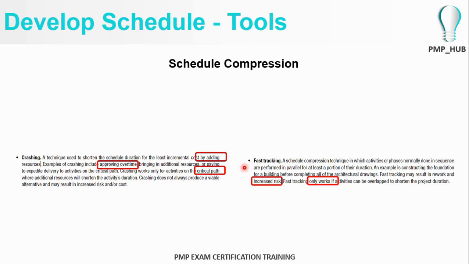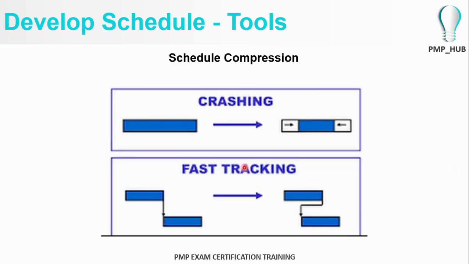Fast tracking only works if activities can be overlapped to shorten the project. So you need to identify which activities can be overlapped. There can be activities in a project that cannot be done in parallel. So we need to understand which activities can be done in parallel and then fast track them. In conclusion, crashing is adding more resources and fast tracking is doing things in parallel.